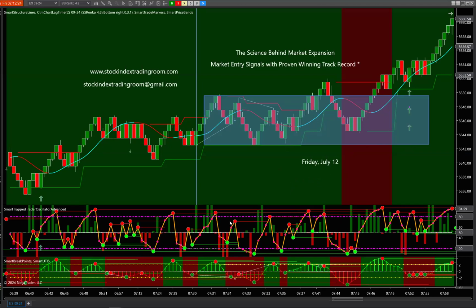Trap Trader Oscillator, the first indicator panel here, will give us lots and lots of information about future price movement. It's the best forecaster of future price movement I have ever seen. And that's why we are having the success we're having.